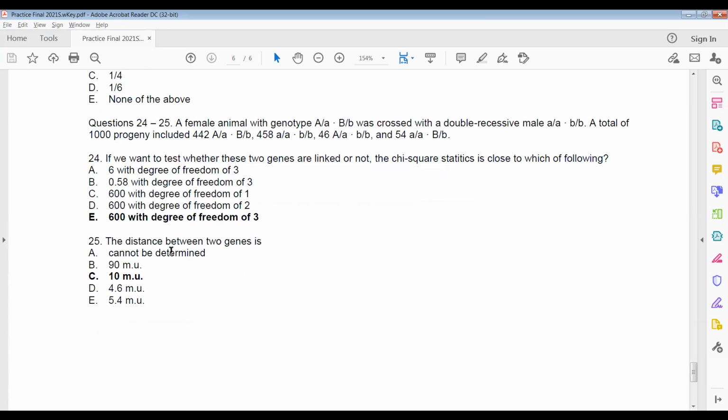Now, based on this data, what is the genetic distance between these 2 genes? Of course, you add up these 2 numbers, because that's the recombinants, divided by the total, which is 1,000, gives you 10 map units. Okay, we're done. All right, any questions?